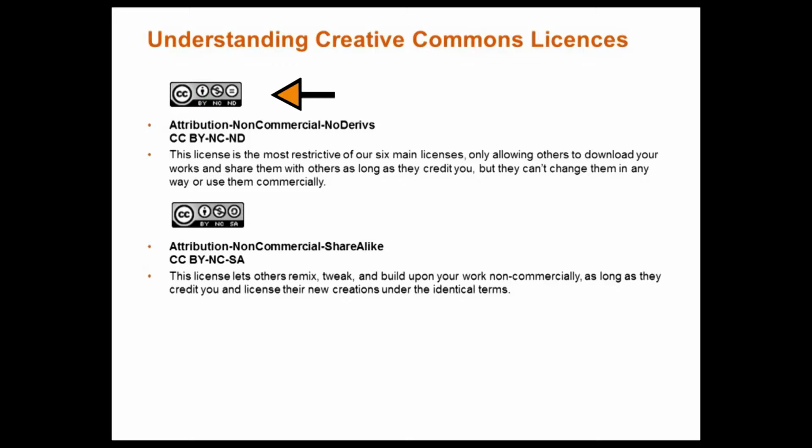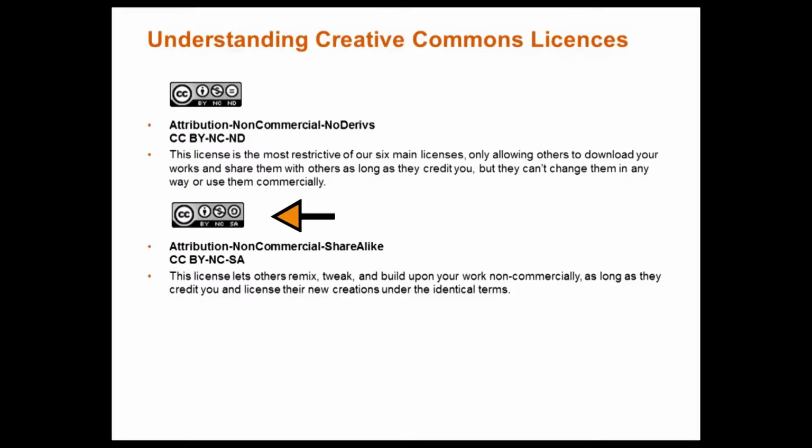And attribution, non-commercial, no derivatives. This license is the most restrictive of the six main licenses, only allowing others to download your work and share it with others as long as they credit you, but they can't change it in any way or use it commercially. For example, our theses here at the university that have been digitized online. Other people can use them, download them, and share them, but they cannot commercialize them. You can't sell UJ theses and dissertations.